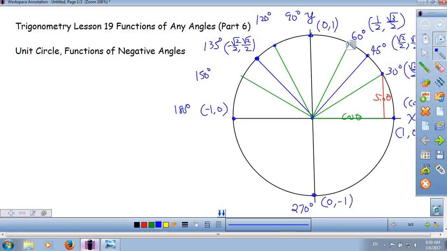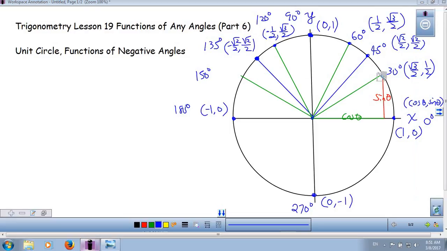Now you see 120 is a reflection of 60 degrees, so you will follow the values of 60. The y value will be the same, but the x value will be the opposite of that of 60 degrees. So it will be negative 1/2 and square root 3 over 2. So that means cosine of 120 is what? Cosine of 120 will be negative 1/2. And what about sine of 120? Well, sine of 120 is square root 3 over 2, the same as sine of 60. So this is the reflection.